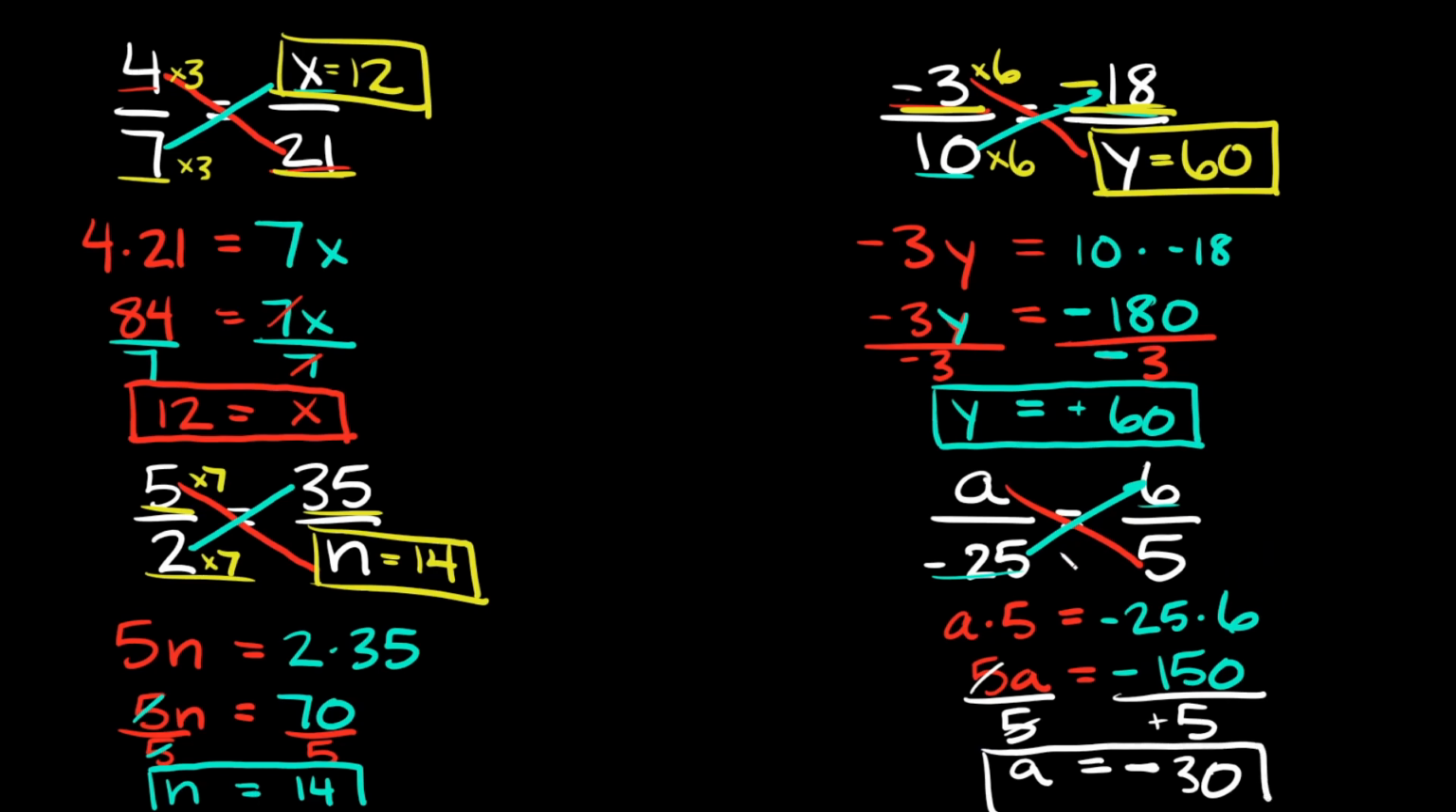Okay, or one more time, the quick way. So here I would just say, all right, how am I going to get from 5 to negative 25? Well, I would have to multiply by negative 5, right? Because negative 5 times 5 is equal to negative 25. So then I'd multiply by negative 5 up here also. So what's negative 5 times 6? That's equal to negative 30, right? So negative 30 is equal to a. So again, you still get the same answer.